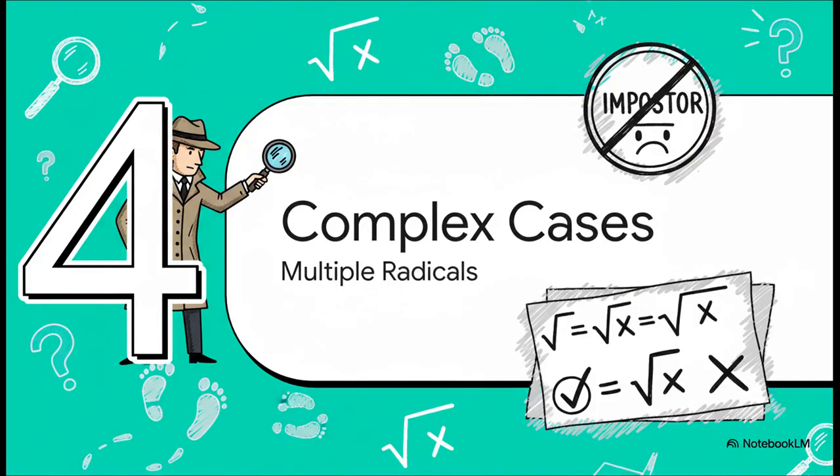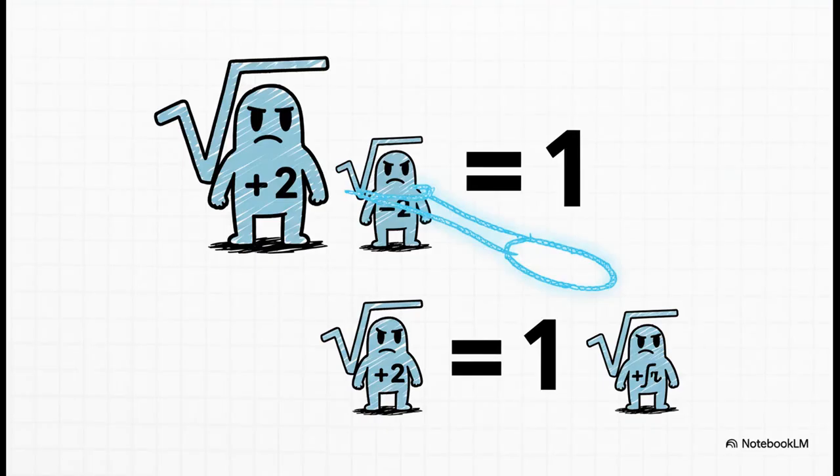All right, so now we know how to spot an imposter. Let's level up and apply our skills to some more complex cases. I'm talking about the ones with more than one radical. Now, when you first see an equation with 2 radicals, your first instinct might be to panic. Don't. The strategy is almost exactly the same. You just need to isolate one of them to start.